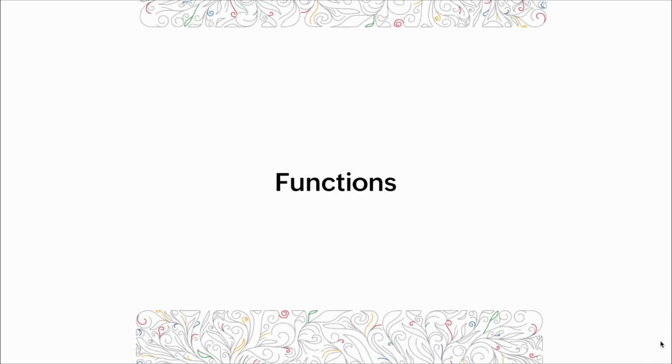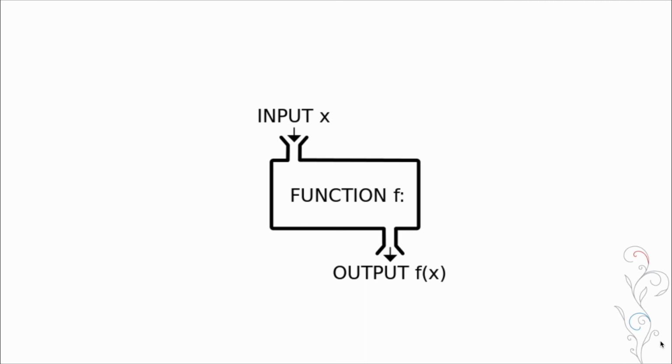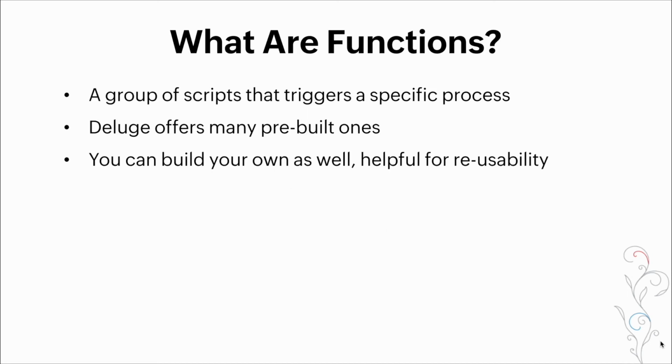Now let's talk about functions. A function typically takes an input, processes a specific set of instructions, and then outputs a specific result. What exactly are functions? Functions are a group of scripts that trigger a specific process. Deluge offers many pre-built functions, but you can also build your own. Functions are very helpful for reusability. If you have a specific sequence of code that needs to be used multiple times throughout your application, a good practice would be to create a function and call it whenever you need it.